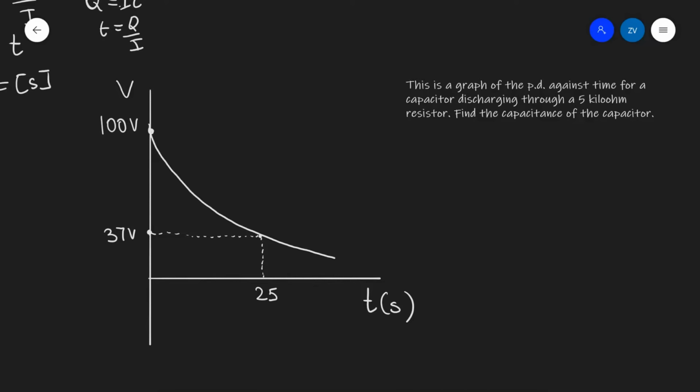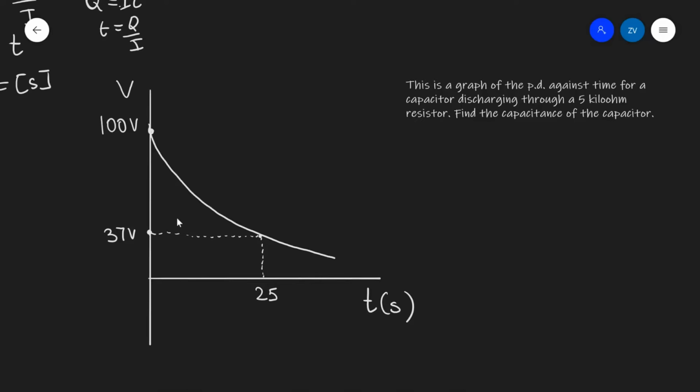We can often figure out the time constant directly from a graph. This is quite an obvious example, but the principles of it can be applied to most graphs of potential difference or current or charge against time. For instance, we have the exponential decrease in PD in a circuit in which a capacitor is discharging through a 5 kilo ohm resistor. We can use this graph to figure out the capacitance of the capacitor.